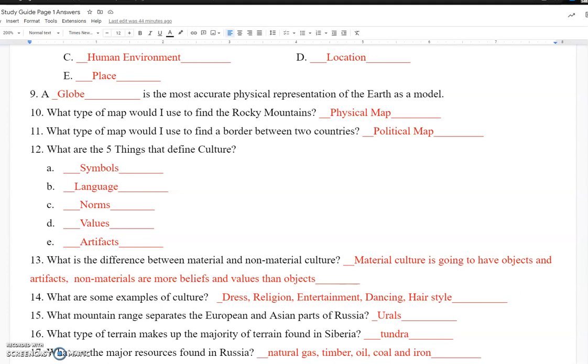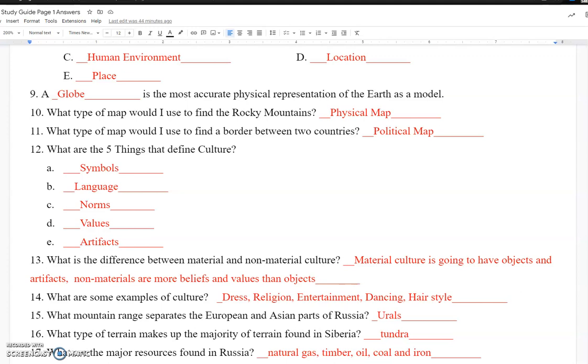13, what is the difference between material and non-material culture? Well, pretty straightforward. Material culture is going to have things. It's the collection of stuff, the collection of clothes and shoes and hats and AirPods and all that kind of stuff. Non-material culture is going to be built on the belief system and values and that kind of stuff. Not something that you're really going to be able to reach out and touch.